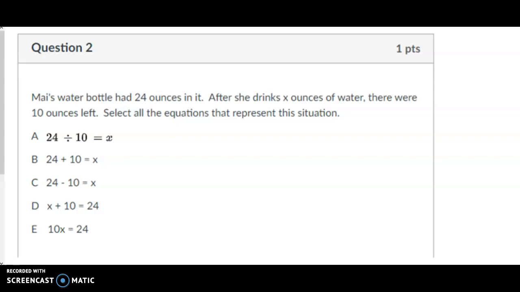Okay, so with this question, question two, May's water bottle has 24 ounces in it. After she drinks X ounces of water, there were 10 ounces left. Select all the equations that represent this situation.